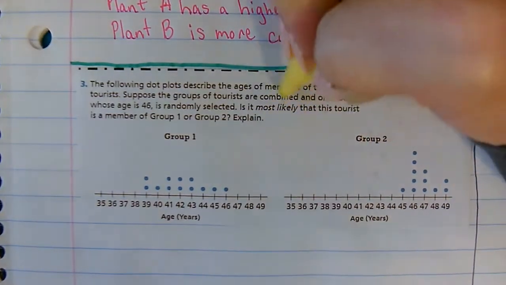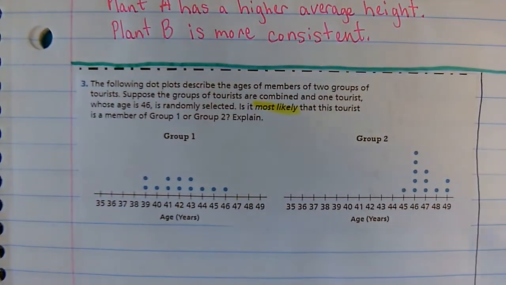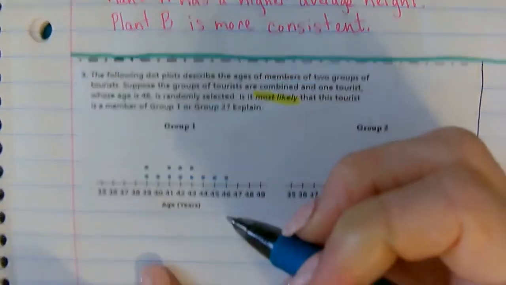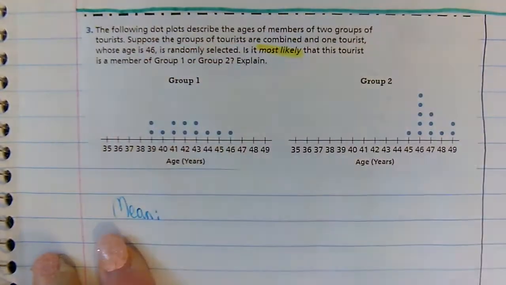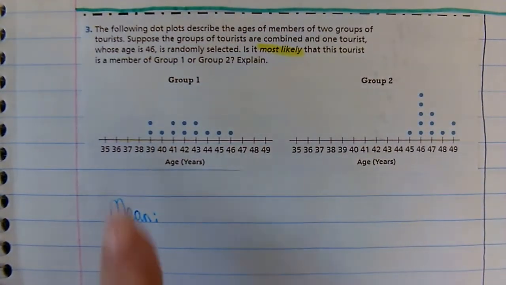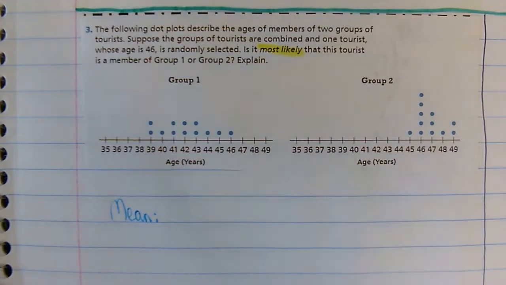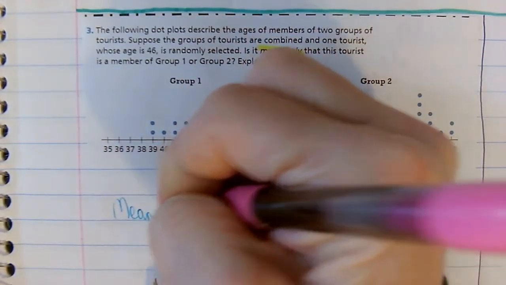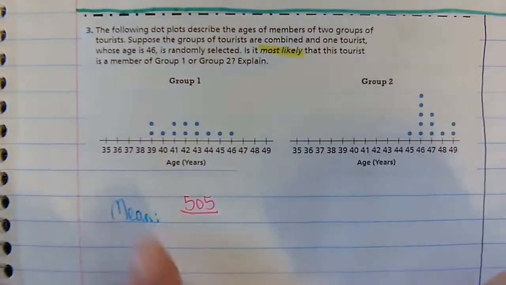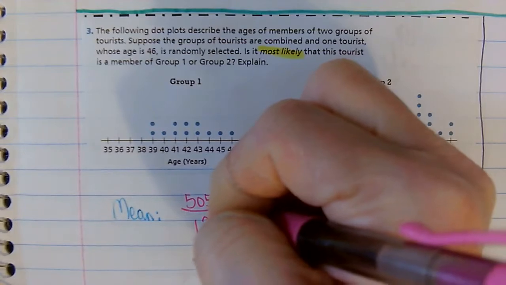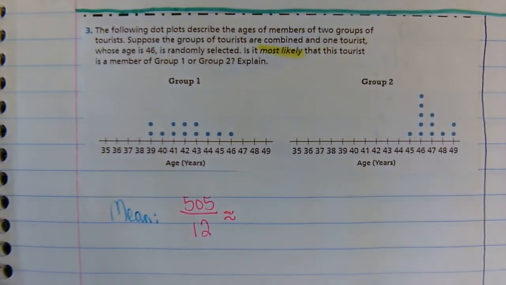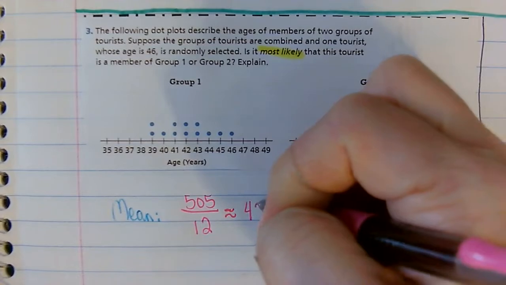Explain. Alright, so one way to examine this data would be, let's find the mean, median, and mode of each group. So group 1, for the mean, let's add up all of these numbers right here, and when you do, you will get 505. There are a total of 12 numbers. We'll divide by 12. And when we round this to the tenths place, you get 42.1.